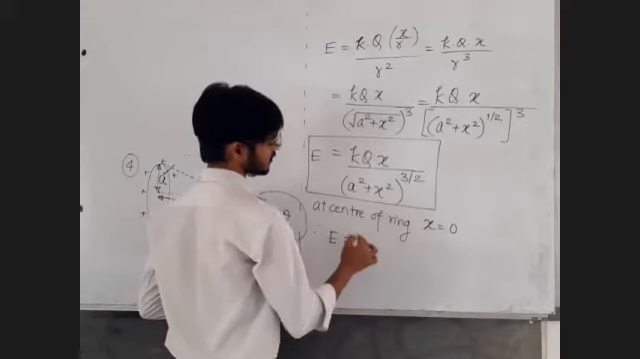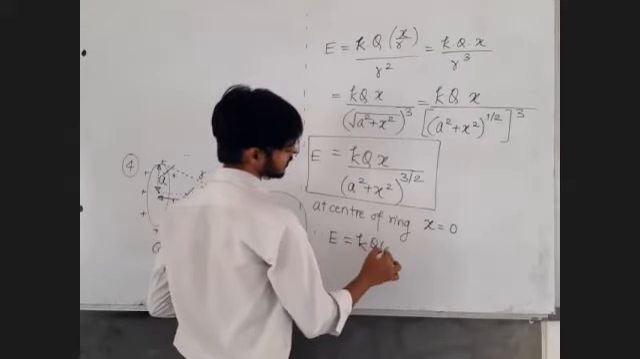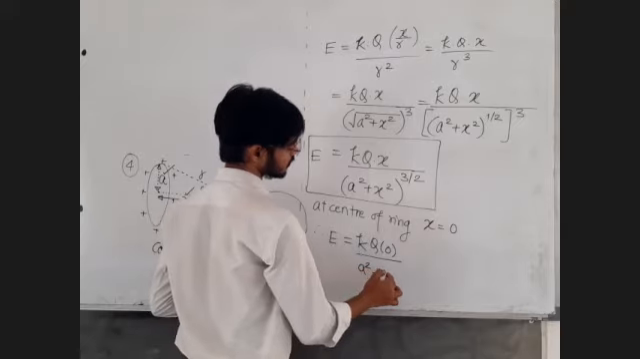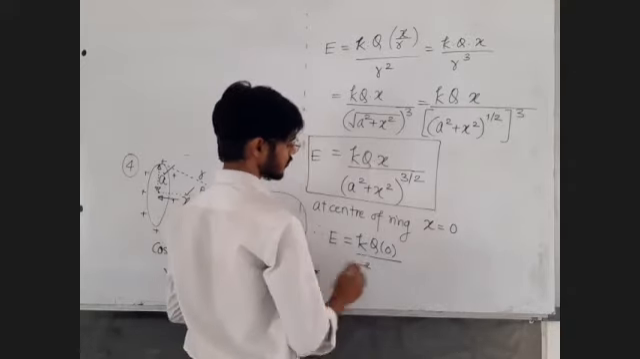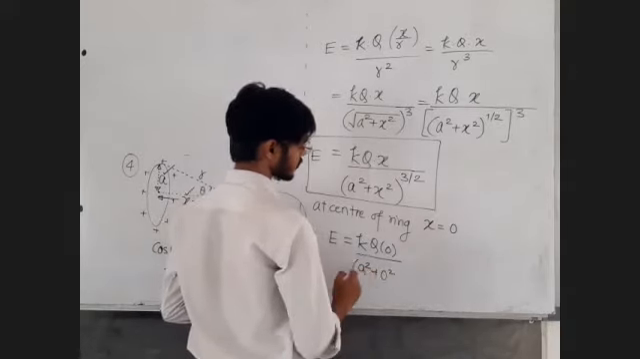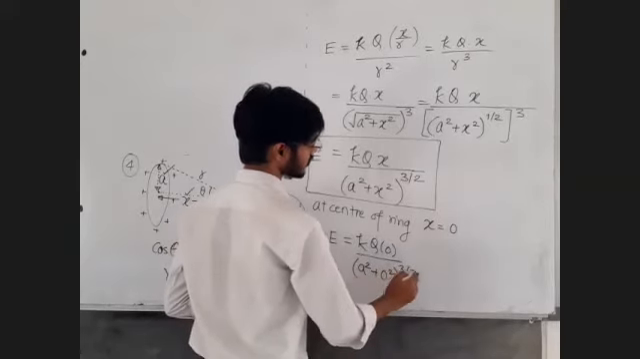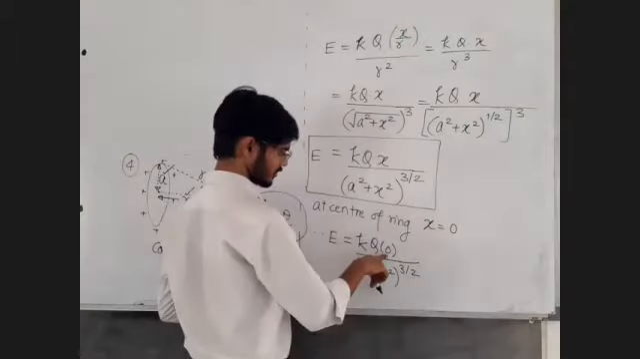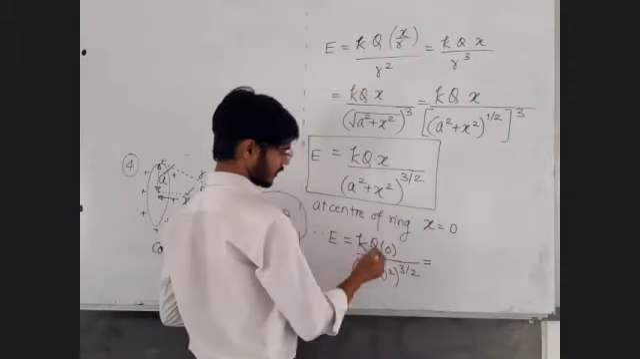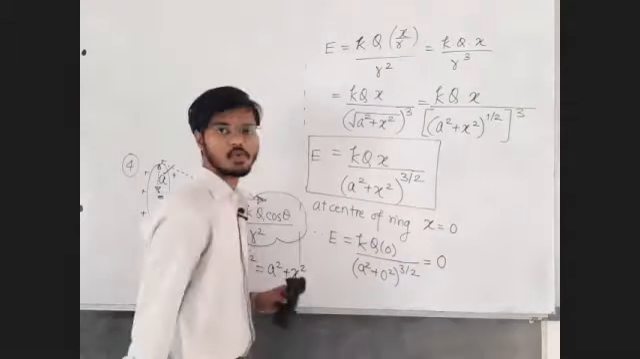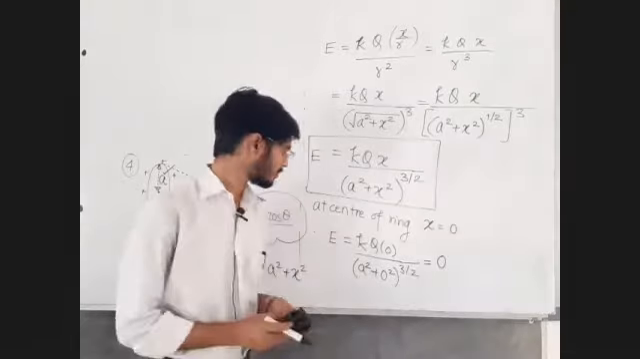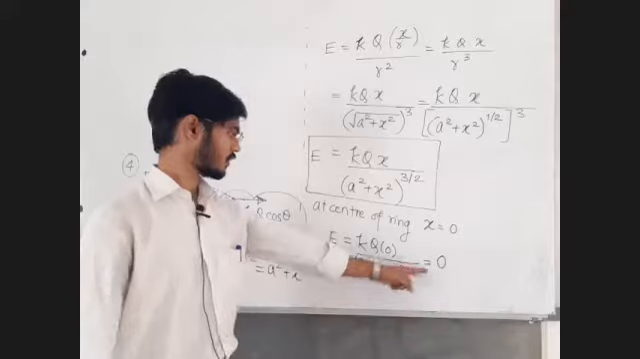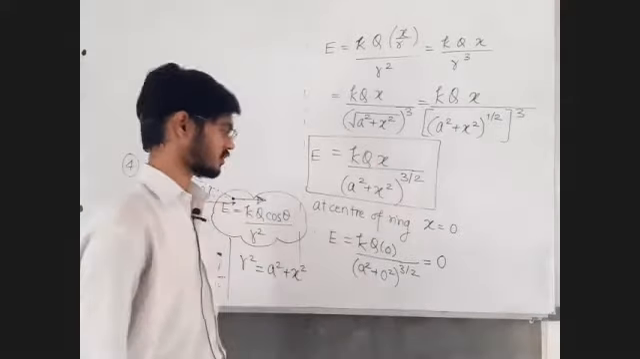At center, sir, k as it is, q as it is, x is equal to 0, divided by a, the radius of the ring, squared plus 0 square raised to 3 by 2. Sir, denominator is going to be some number, forget about it. But sir, numerator is 0. So 0 upon anything is 0. Agree, disagree? Same result. Electric field at the center of the ring should be equal to 0. And this formula is also saying that yes, it is 0.